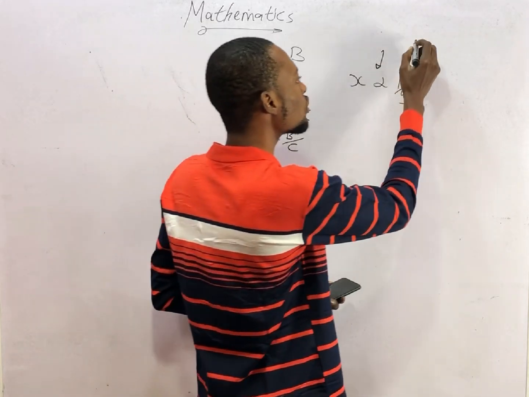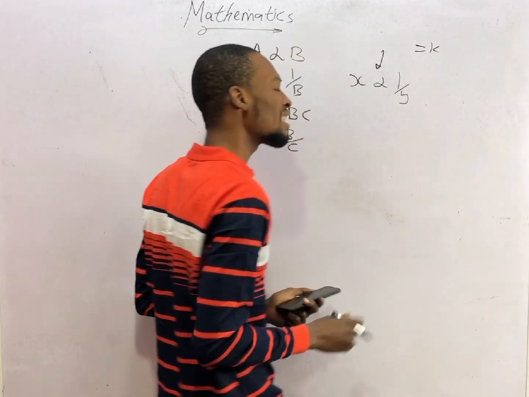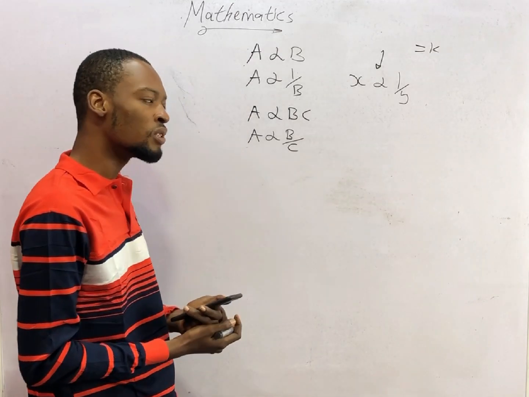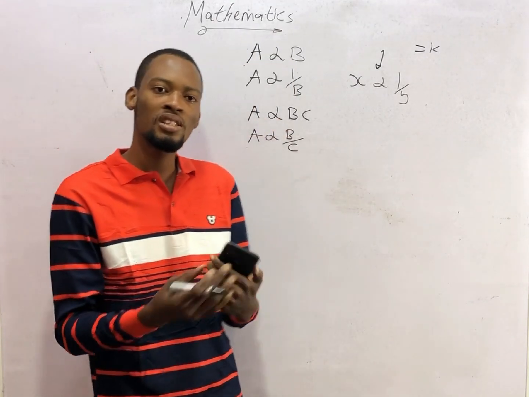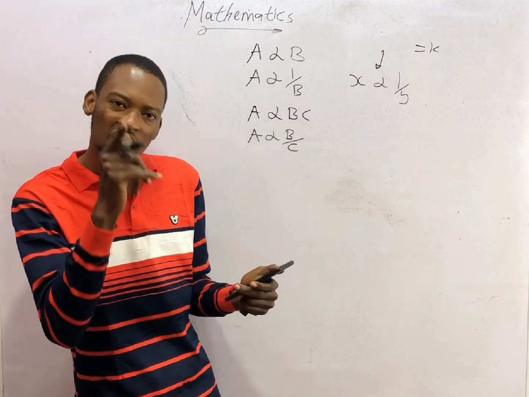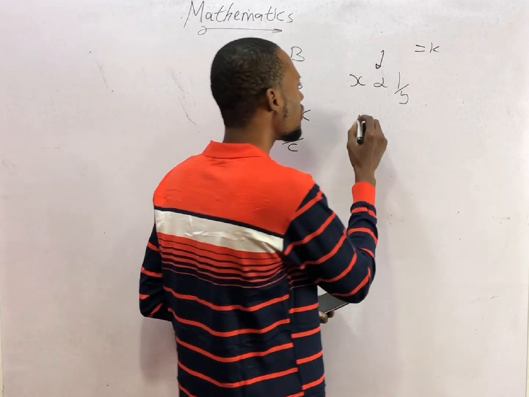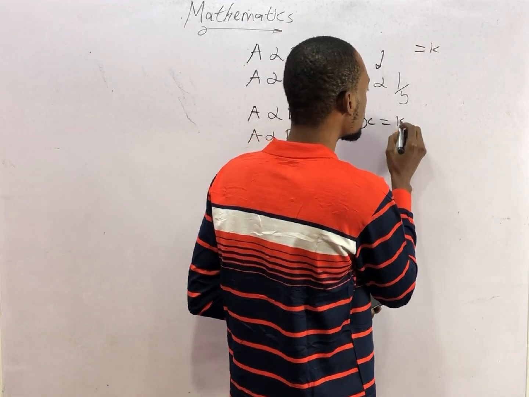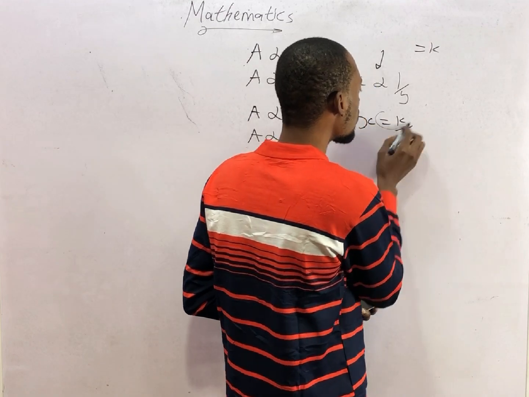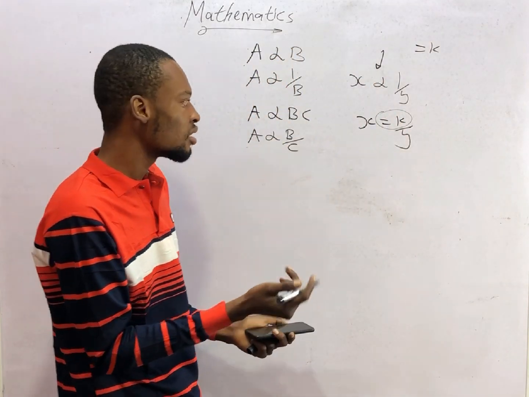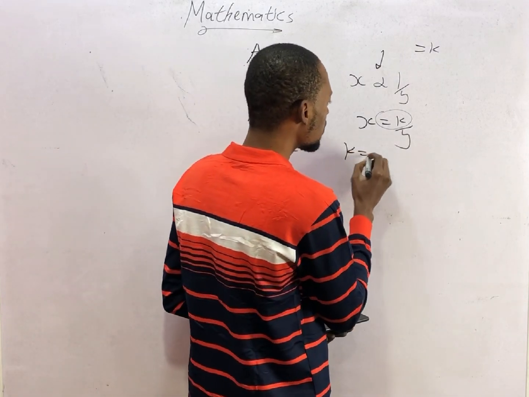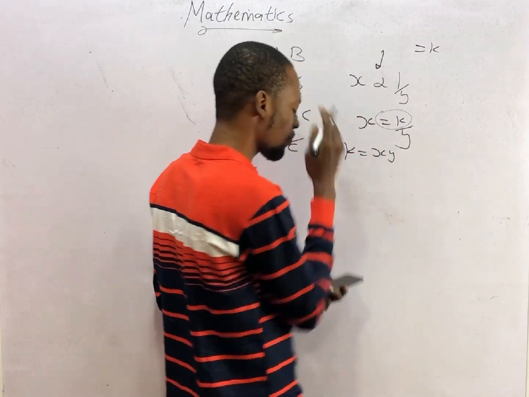To convert this to equal to, simply say equals k. That is how to convert proportionality to equality, because proportionality does not mean equal to. To change it to equal to, you introduce a constant value. Therefore, S equals k over y is now proportionality being changed to equality. And the constant is simply sy.